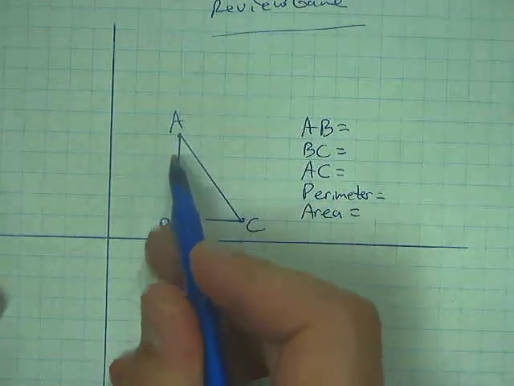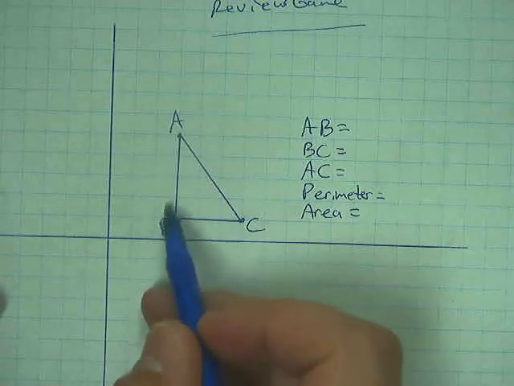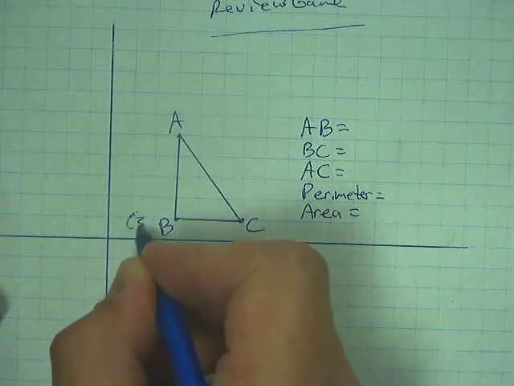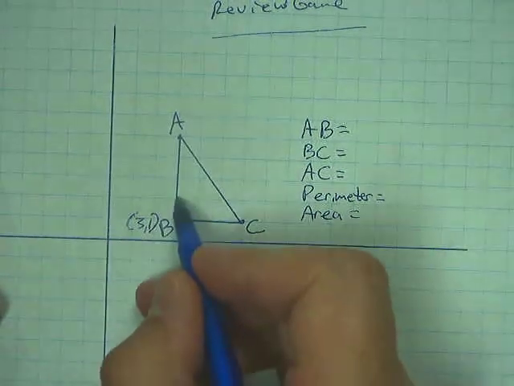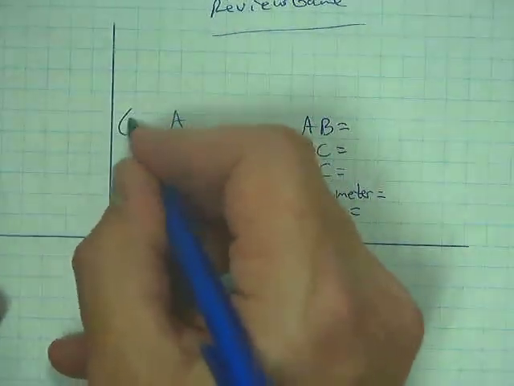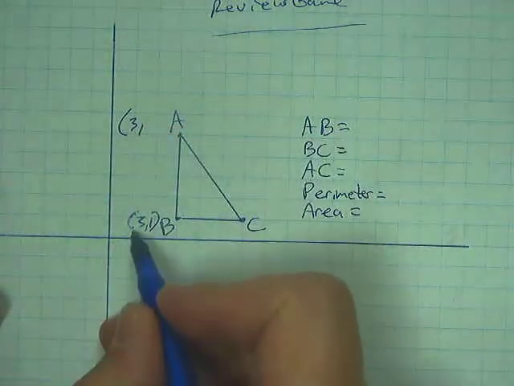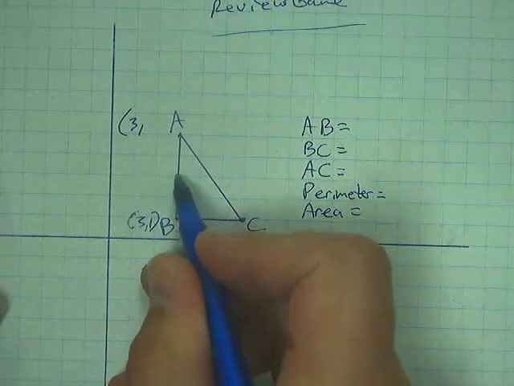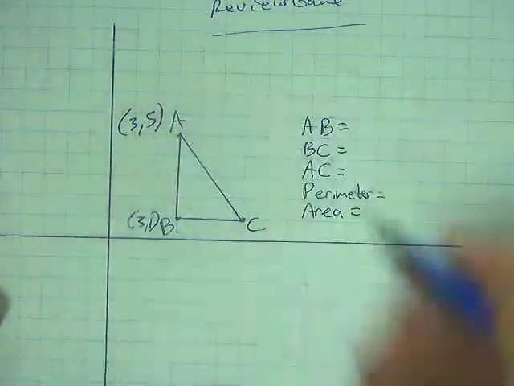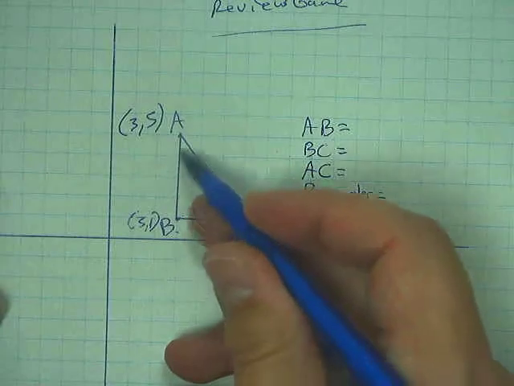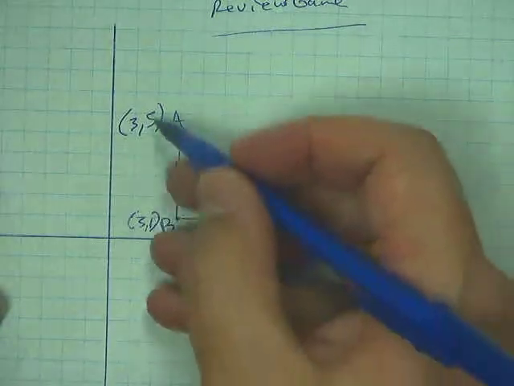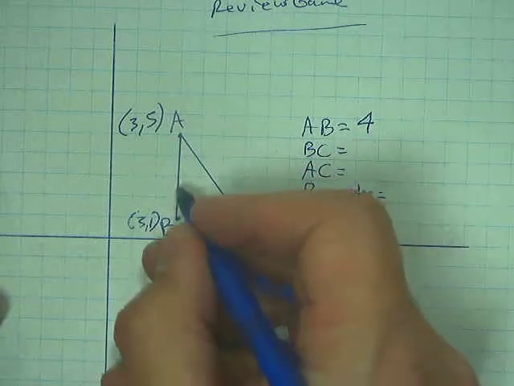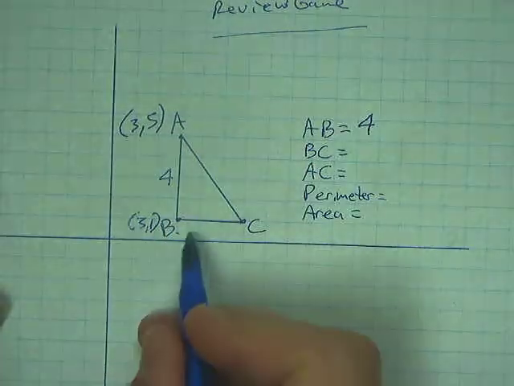triangle? So it's 1, 2, 3, 4. There are 4 spaces. This goes from the point 3, 1 to the point 3, 5. So if you look here, there are 4 spaces, and the distance between 1 and 5 is also 4. So AB is going to be 4. This length is going to be 4.